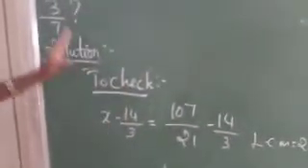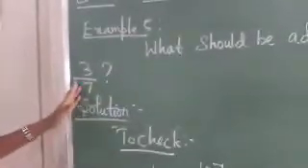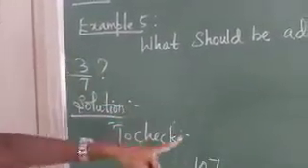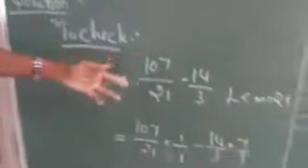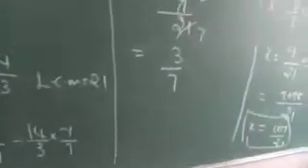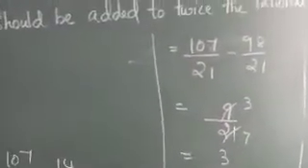So our found x value, 107 by 21, is the right answer, because in the question itself it is given that if I add those two numbers, I will get 3 by 7. So when I put 107 by 21, I am getting 3 by 7 as the answer. So up to this the sum gets over.